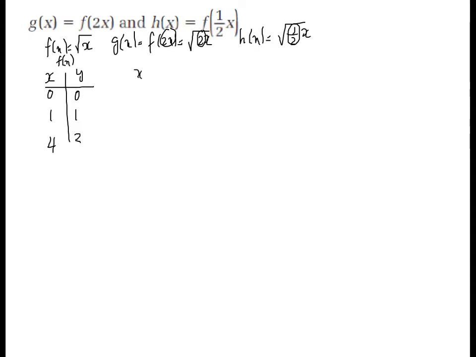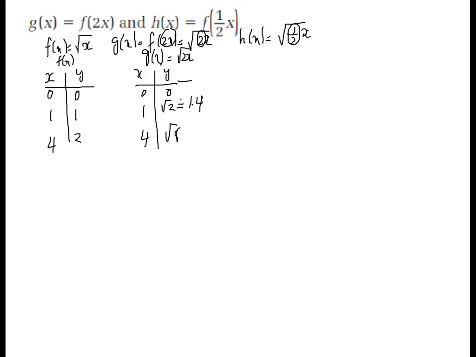Now I'm going to find the table of values for the same x's, but this time for g of x, which is equal to square root of 2x. Now when x is 0, 2 times 0 is 0, square root of 0 is 0. When x is 1, then it's going to be square root of 2, which is about 1.4. When x is 4, then we are going to get square root of 8.